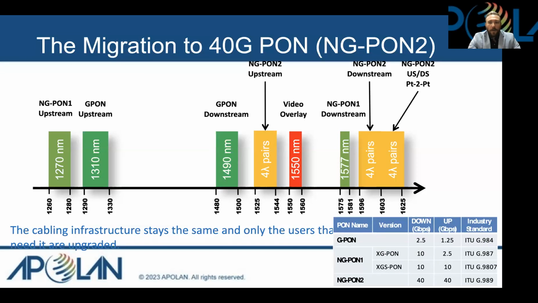Here are our standards down here at the bottom. You will see our GPON, XGPON, and NG-PON 2. GPON, I don't think I did mention, is 2.5 down and 1.25 upstream. And then XG-PON actually had 2 versions, XG-PON and XGS. You'll see the difference there. XG was 10 down and only 2.5 upstream. And then XGS is 10 up, 10 down. Followed by NG-PON 2, 40 down and 40 up.